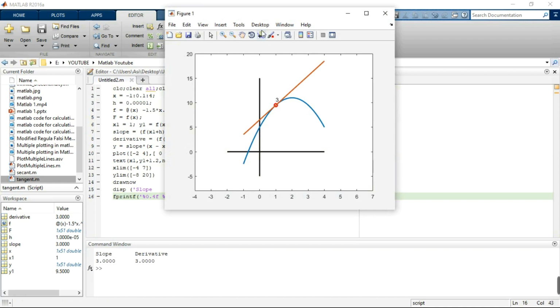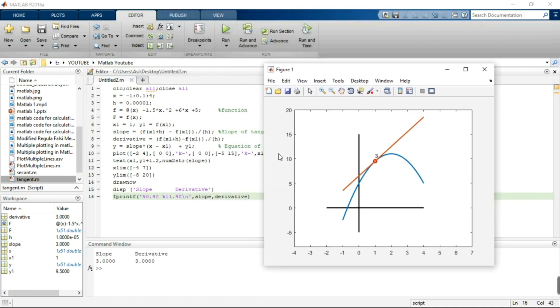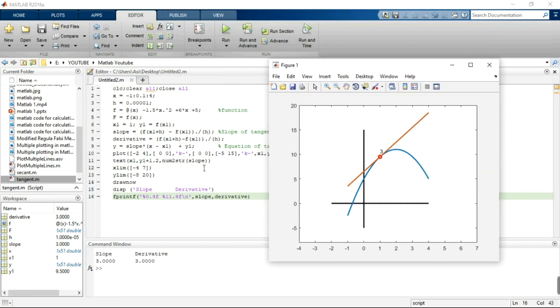So this is all about the concept of the derivative, and we have seen it with the help of MATLAB: the slope of the tangent line at a point and the derivative at a point are both equal.